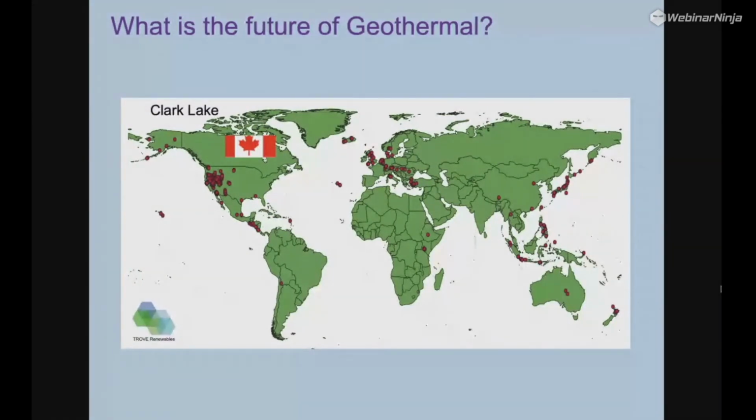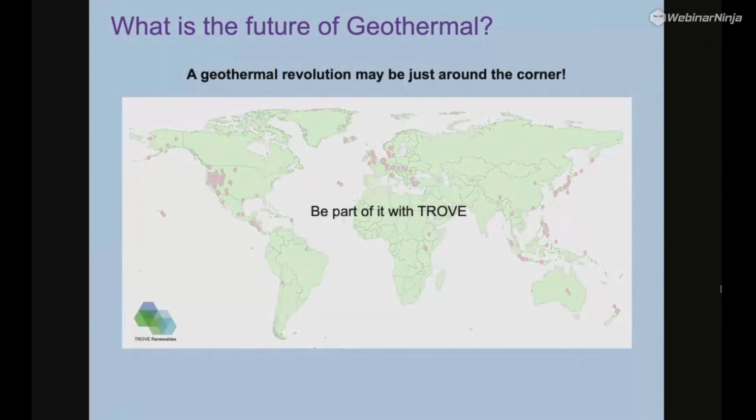And mentioning one project that was basically another area of technology advancements, which is Clark Lake in Canada. This is the using of wells in a depleted hydrocarbon field and repurposing them for geothermal use. So this will be Canada's first electric geothermal power plant. And it was just in the news last week, which is why I've included it here. But yes, there's many exciting developments, and a geothermal revolution may be just around the corner.